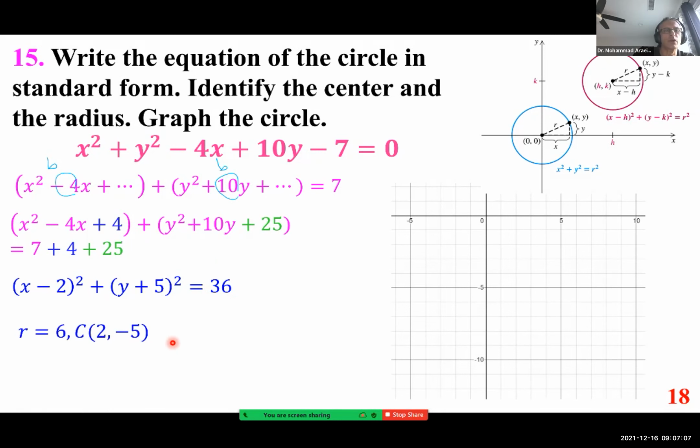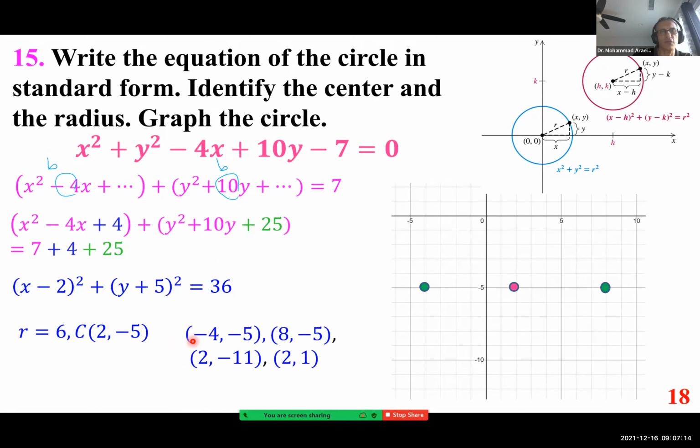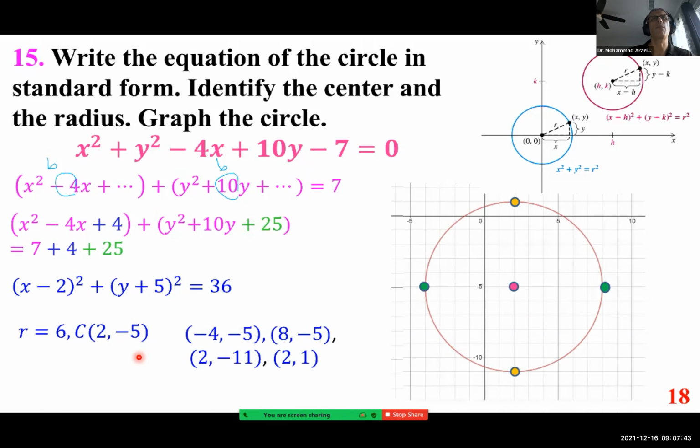So from the center, we're going to go r units, 6 units to the right and left, up and down, resulting in these 4 points. So we have the center, 6 units to the right. That means 6 and 2 is 8, this one. 6 units to the left, that means 2 minus 6 gives you this one. Now up and down, so look at the y coordinate, add r units up and r units down, that means 6 units, giving us those 2, and we have the graph.